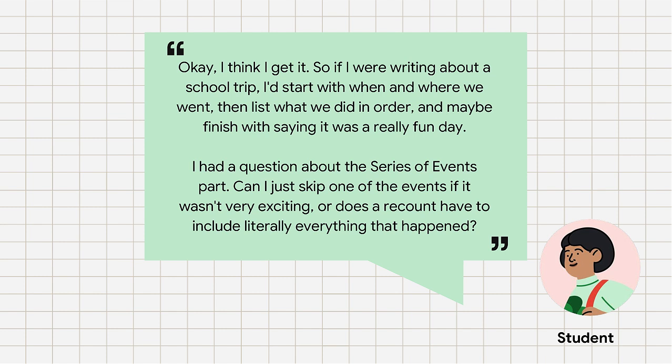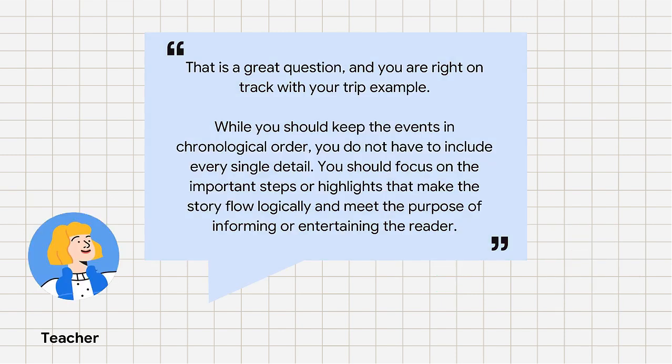I had a question about the series of events part. Can I just skip one of the events if it wasn't very exciting, or does a recount have to include literally everything that happened? That is a great question, and you are right on track with your trip example. While you should keep the events in chronological order, you do not have to include every single detail. You should focus on the important steps or highlights that make the story flow logically and meet the purpose of informing or entertaining the reader.